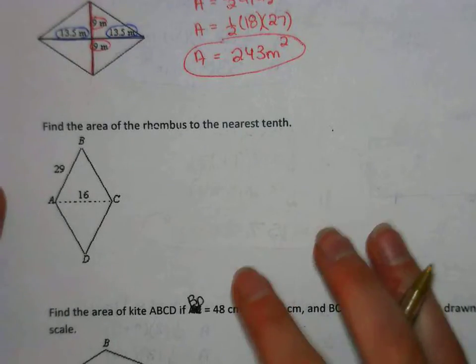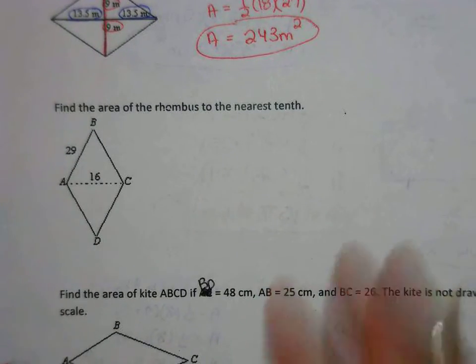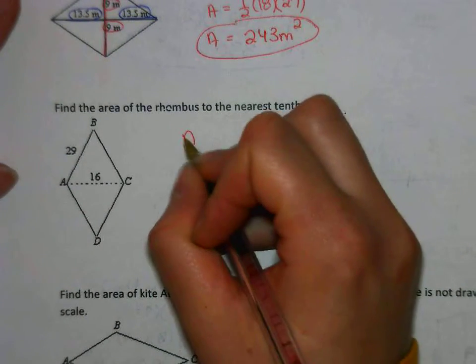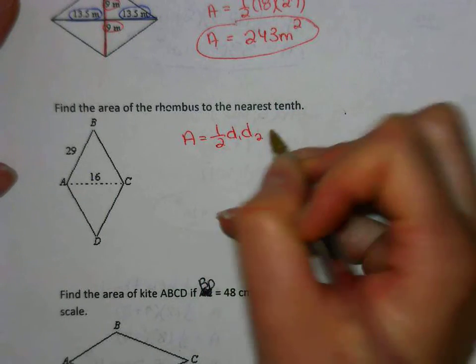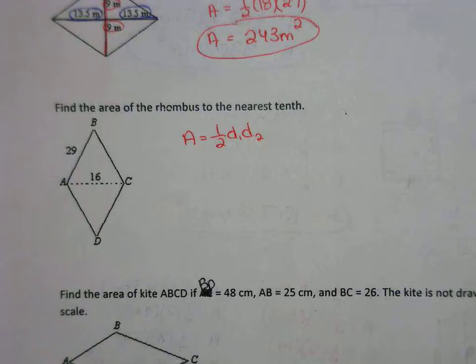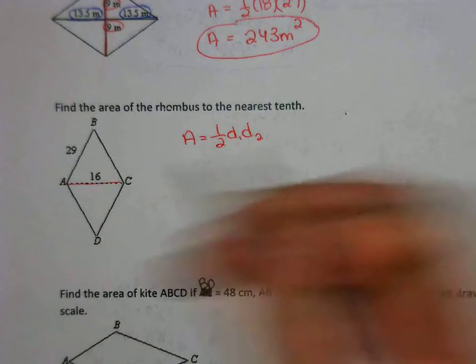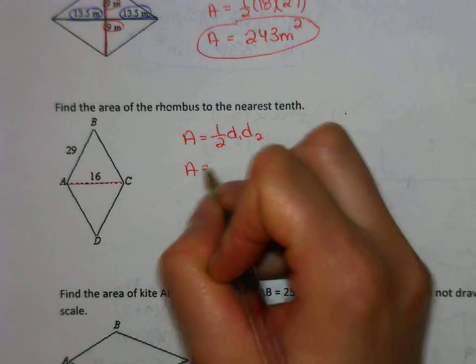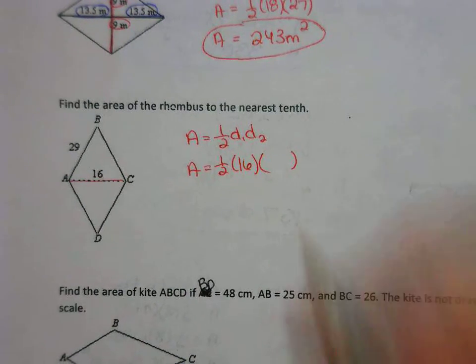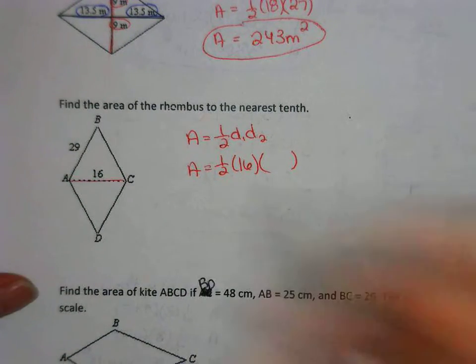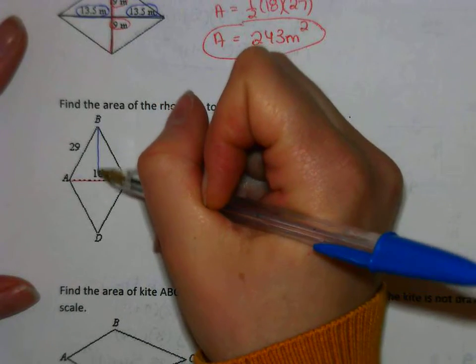So let's look at the next example. Area of this rhombus, area equals 1/2 times diagonal 1 times diagonal 2. We already know one diagonal. We know it's going to be 16 from A to C. So area equals 1/2 times 16. Now we just need to find what the other one is. If we take a look, we are missing this diagonal.